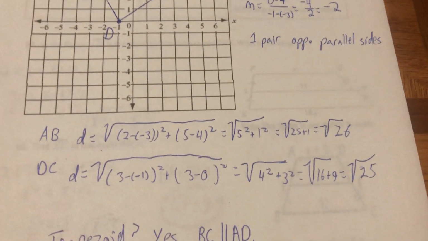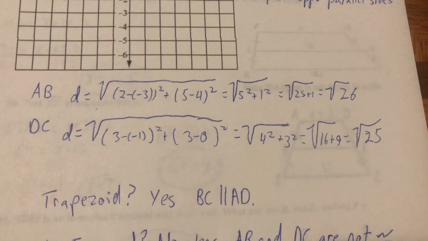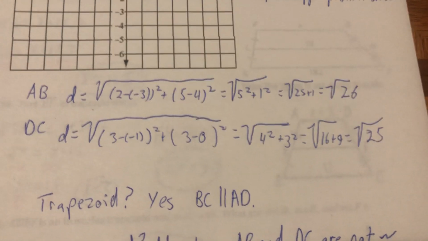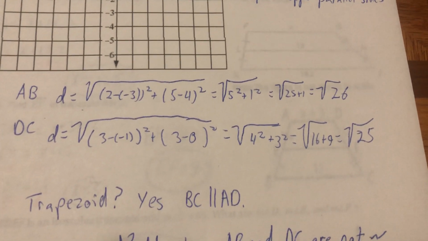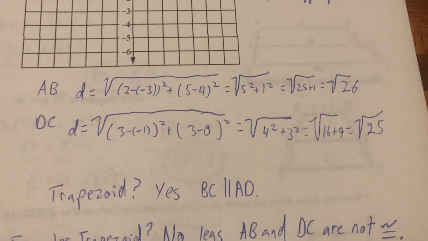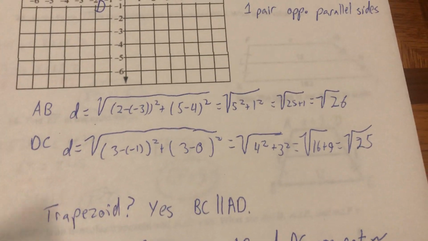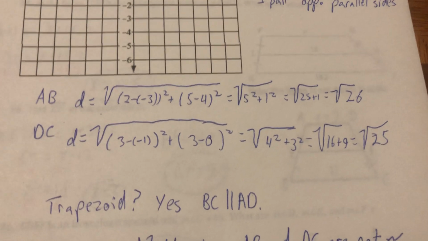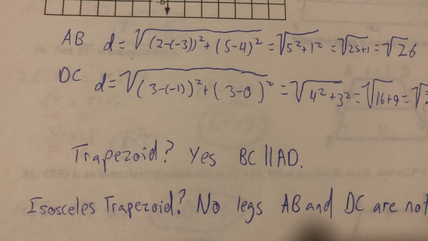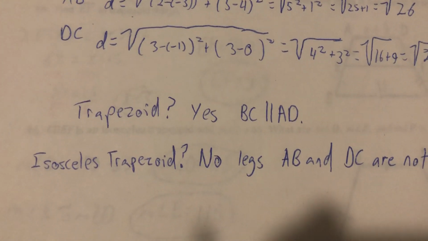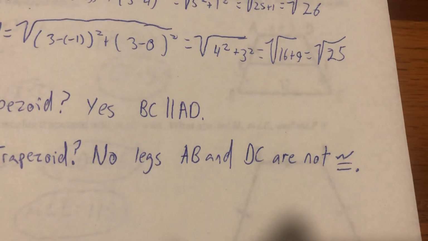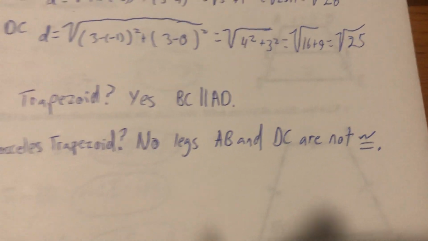All right, so taking the distance of both. For AB, I ended up getting the square root of 26. For DC, I ended up getting the square root of 25. So when you run the distance formula, it's close, but they're technically not congruent. So in this case, it is a trapezoid because BC is parallel to AD, but it is not an isosceles trapezoid because the legs AB and DC are not congruent.